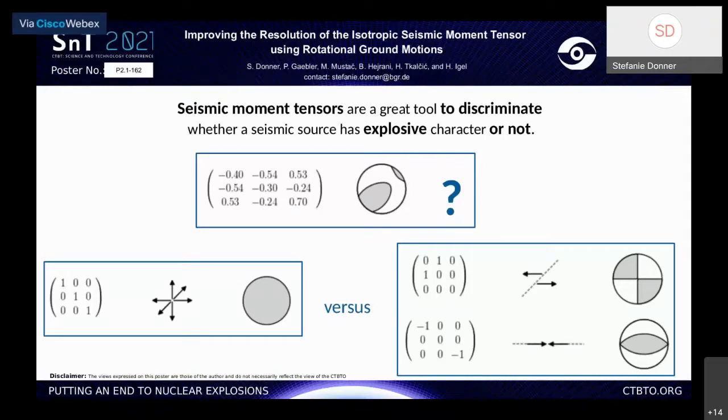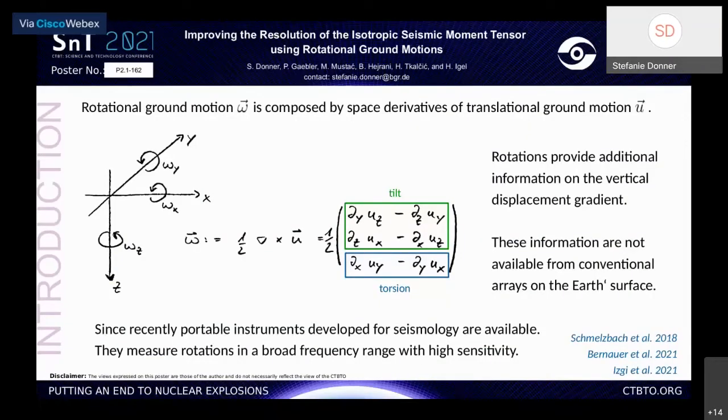However, the isotropic part of the source, which is shown here on the lower left, is the one that stands for the explosive character of an event, and it is unfortunately also the part of the source which often lacks resolution. On this poster, we want to demonstrate that rotational ground motion measurements could bring more resolution for the moment tensor in general, but also for the isotropic, explosive part of the source. So rotational ground motions are defined as the curl of the translational wave field of a source.